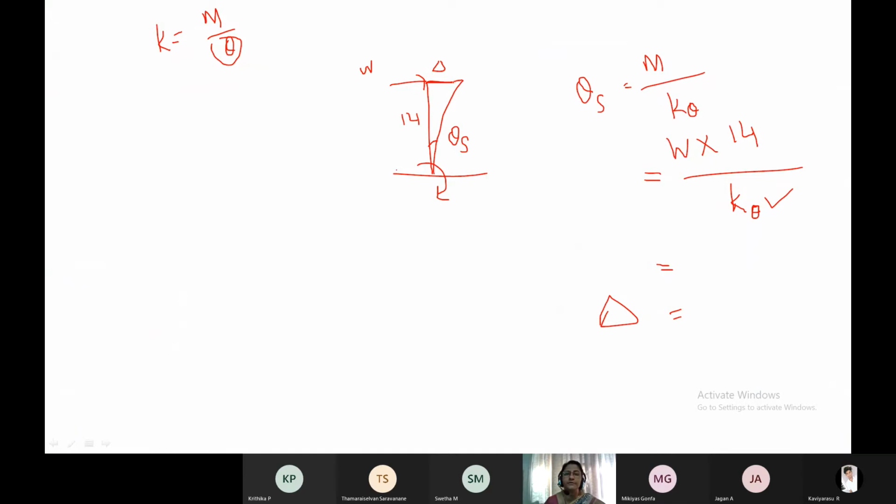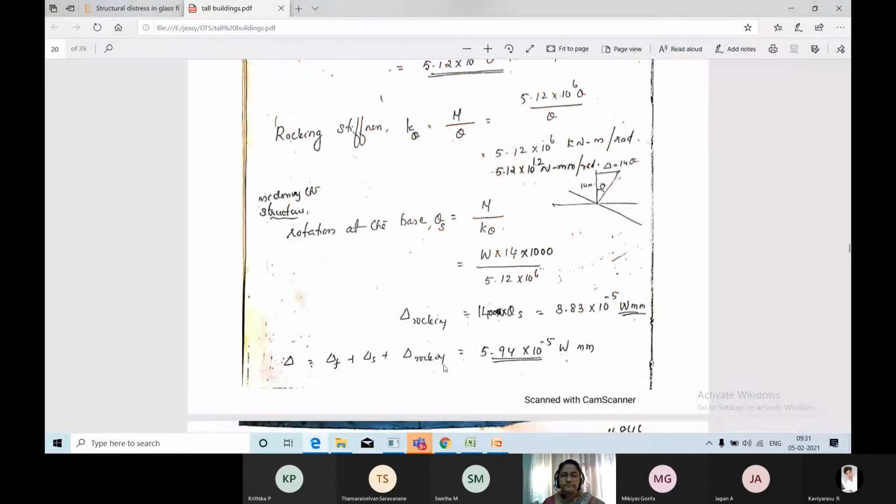This delta is nothing but 14 times the rotation, because this rotation is a very, very small value, isn't it? How much are you getting the rotation? Sorry, this rotation is not calculated. This m by k theta will become a very small value.